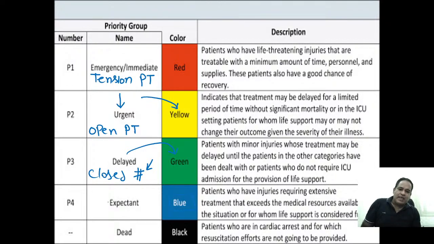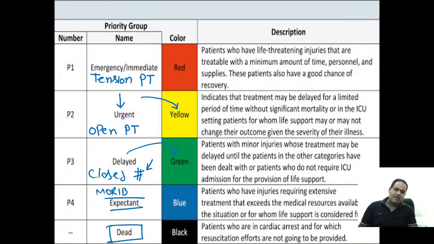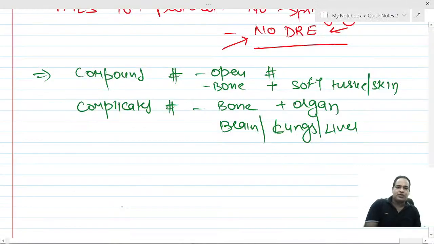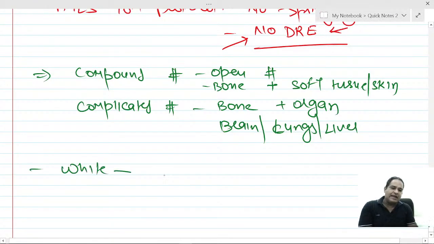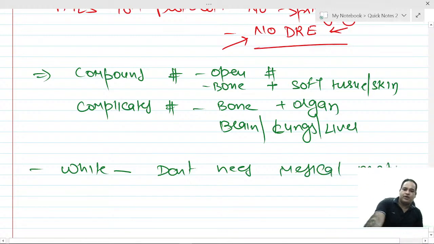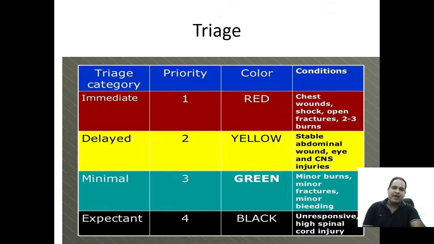So blue patient, expectant. How to remember this? The patients who we expect that they will die soon, but we want to give them a dignified death. Black, moribund, already dead patient. Last lecture I told you white will be given to patient who don't need any kind of medical management.